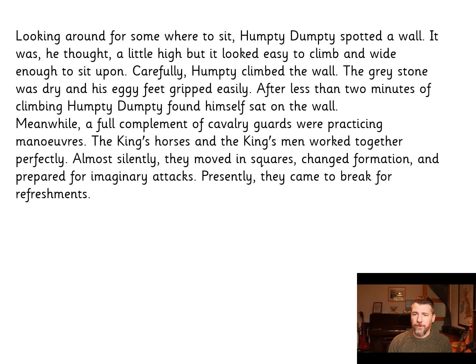Looking around for somewhere to sit, Humpty Dumpty spotted a wall. It was, he thought, a little high, but it looked easy to climb and wide enough to sit upon. Carefully, Humpty climbed the wall. The grey stone was dry, and his eggy feet gripped easily. After less than 2 minutes of climbing, Humpty Dumpty found himself sat on the wall. Meanwhile, a full complement of cavalry guards were practicing manoeuvres. The king's horses and the king's men worked together perfectly. Almost silently they moved in squares, changed formations, and prepared for imaginary attacks. Presently they came to break for refreshments.